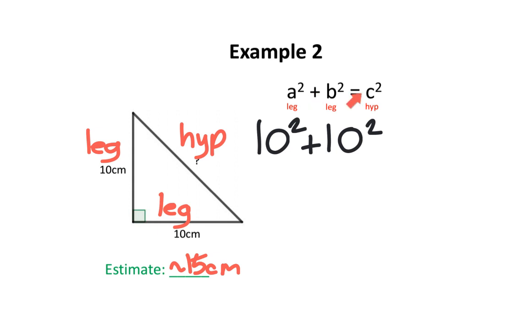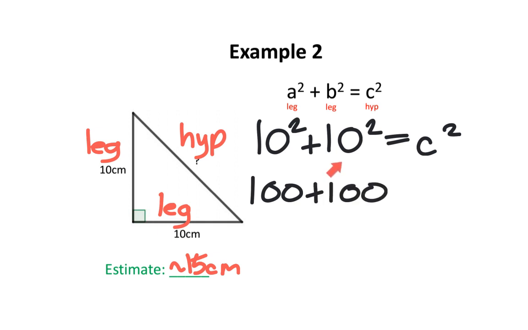And last, c represents the length of the hypotenuse. We don't know the length of the hypotenuse. It's unknown. In fact, that is what we're looking for. So that letter c to the power of 2 is going to stay the same. 10 to the power of 2 is the same thing as 10 times 10, which is equal to 100. Again, 10 to the power of 2 is 100. And c to the power of 2, we can't do anything with that right now, so we're going to let it stay the same. We can simplify 100 plus 100, which is equal to 200.